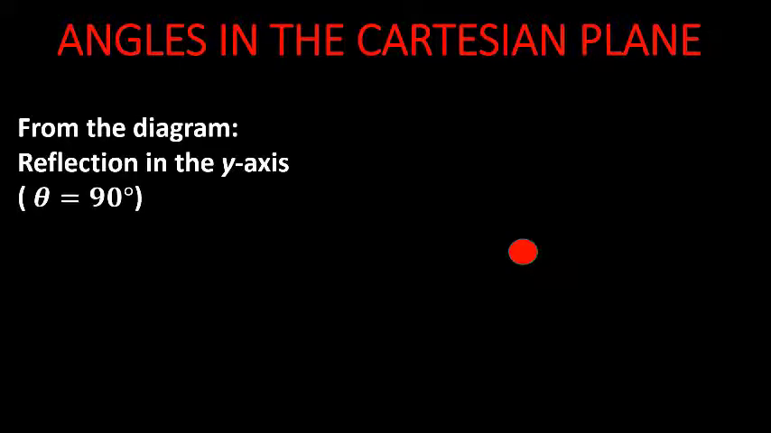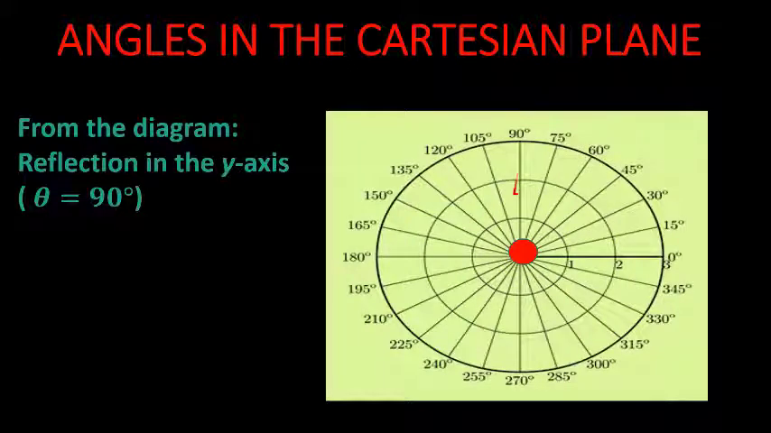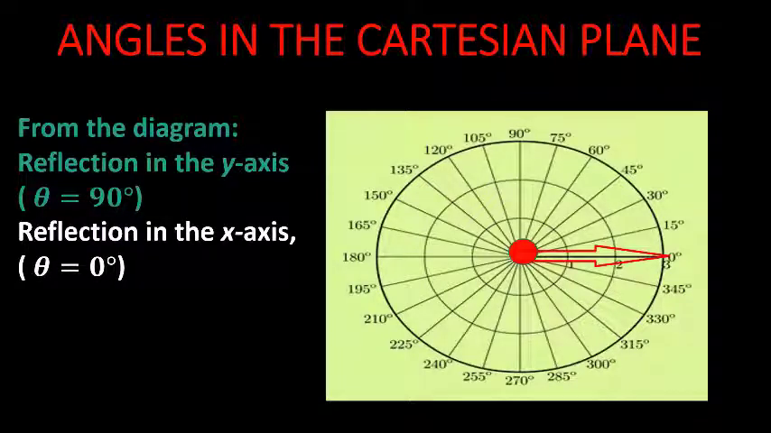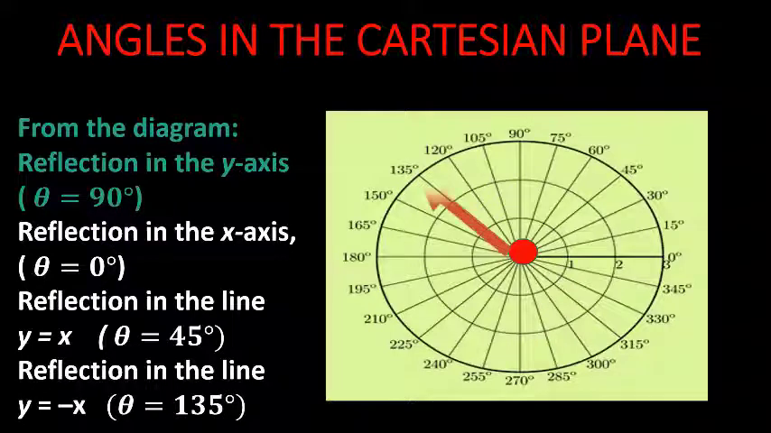Angles in the Cartesian plane. From the diagram, reflection in the y-axis. What is theta? Now we know the y-axis is a vertical line. So what is theta? From the Cartesian plane, theta equal to 90 degrees. Reflection in the x-axis. What is theta? Theta equal to 0 degrees. Reflection in the line y equal to x. Let's observe theta. Theta equal to 45 degrees. Then reflection in the line y equal to negative x. Theta equal to 135 degrees.